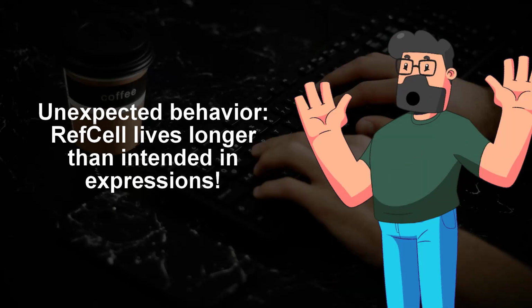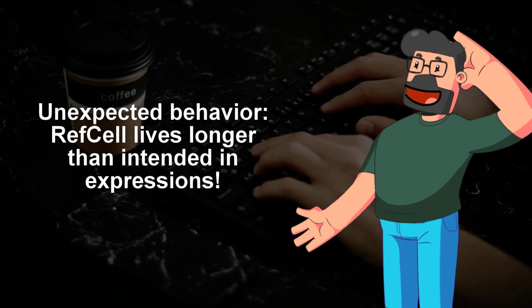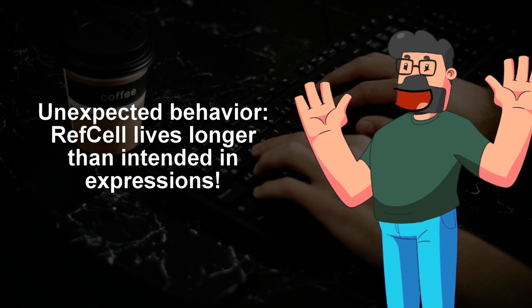Today we're diving into a problem that can catch you off guard while working with Rust code. The problem arises when using RefCell in combination with mutable borrows, leading to a BorrowError that might leave you scratching your head. Let's explore this puzzling situation in more detail.